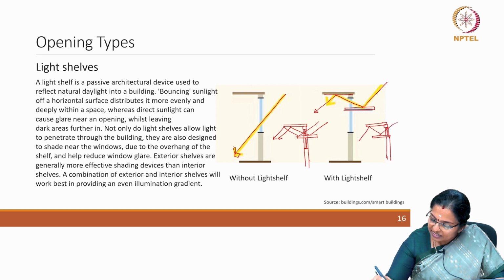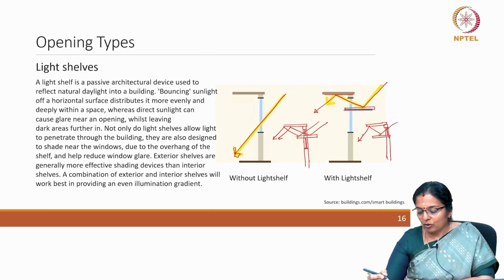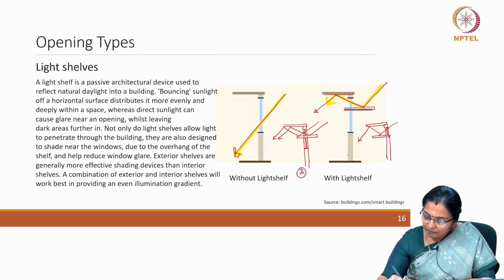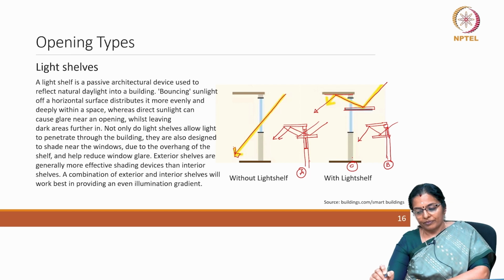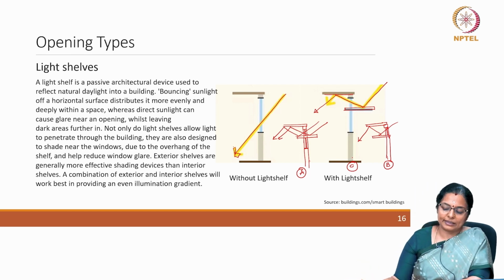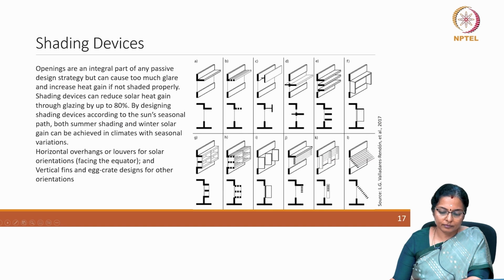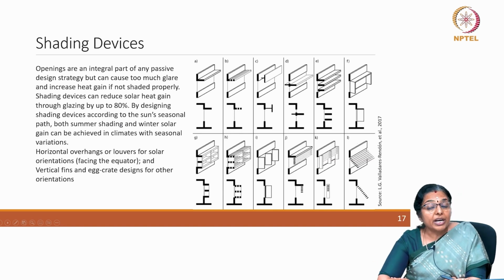They are not as effective, and there could be light shelves which are completely projecting outside, which are the most effective ones. Shading devices are an integral part of openings in any passive design strategy, but can cause too much glare and increase heat gain if the openings are not shaded properly with the shading devices.